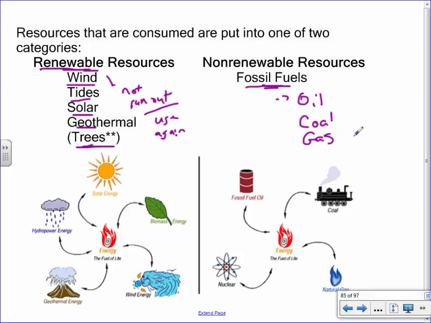Do you guys know why we call them fossil fuels, by the way? Anybody know why we call them that?